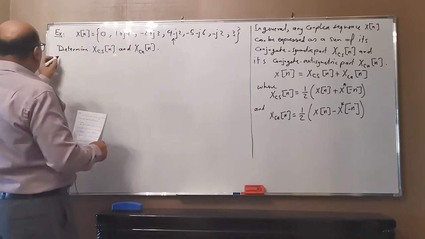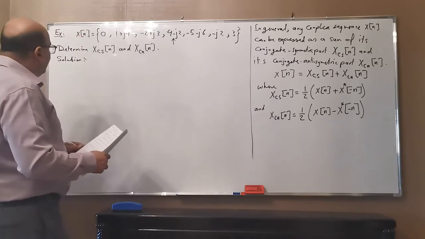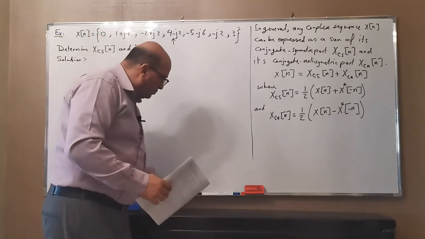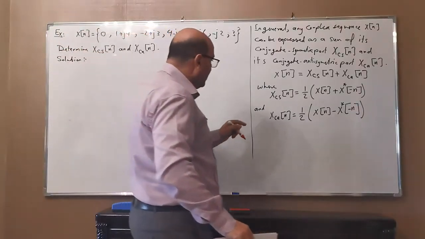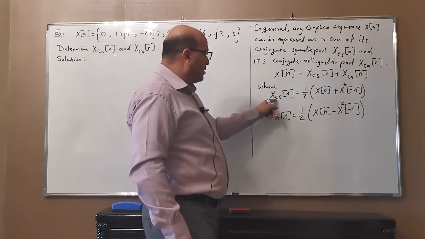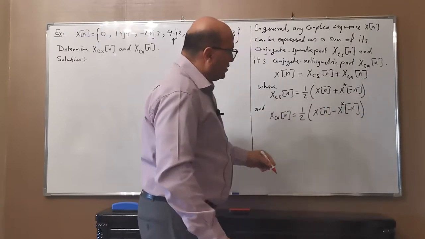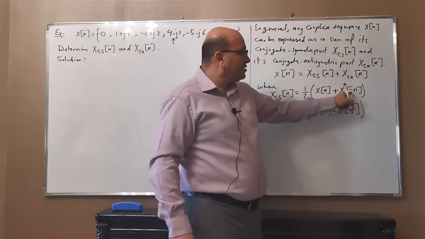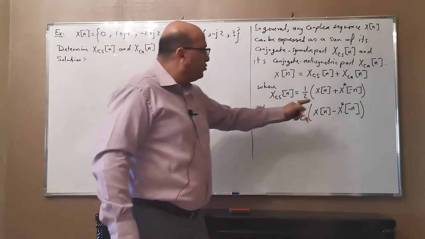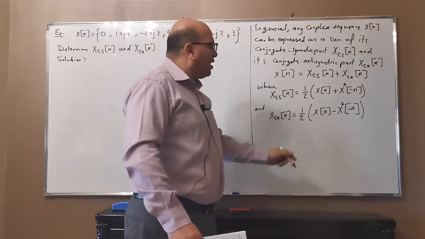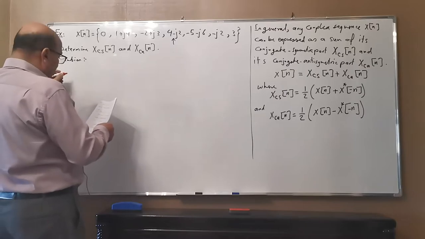Okay, so let's solve this. First of all, to find the conjugate symmetric part of x of n, we have to find x conjugate of minus n. And to do this operation, we'll do the conjugation first, and then we flip the sequence. This is a commutative operation. You can do the flipping first and the complex conjugate, or otherwise you can do the complex conjugate and you do the flipping next.